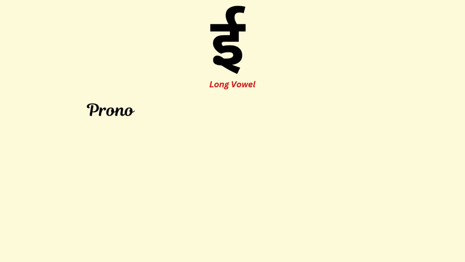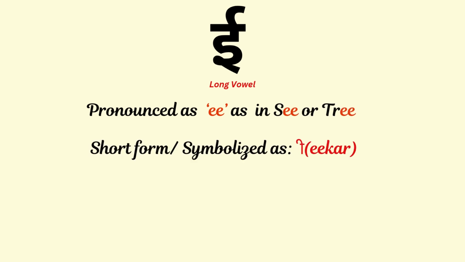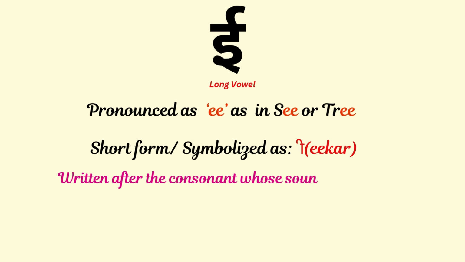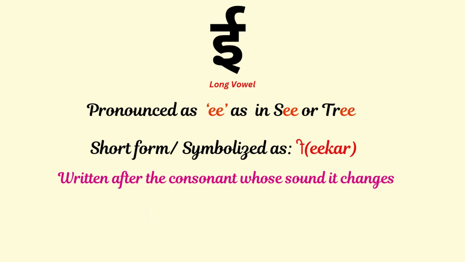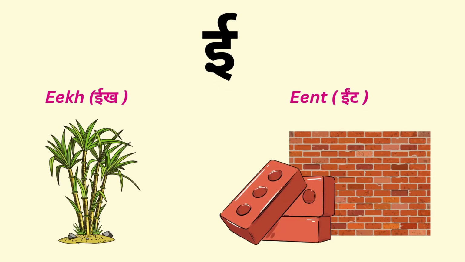Then we come to Ee. Ee is pronounced as the letters double E in the word sea or tree. It's a long vowel and is represented by this symbol, which is written after the consonant whose sound it affects. For example, kee and mee. Words starting with Ee are eek, that is sugarcane, and eent, that is brick.